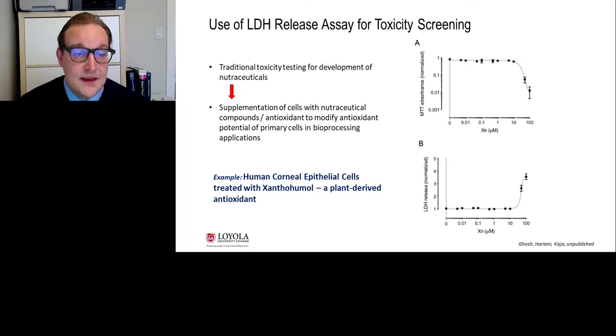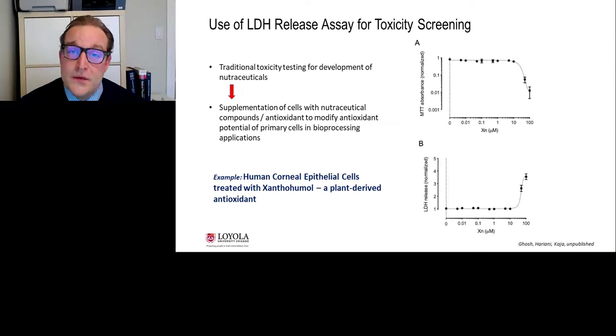Here I'm showing you an example of using human corneal epithelial cells that were treated with xanthohumol. Xanthohumol is a plant-derived antioxidant that occurs in the hops plant. In the top panel, labeled A, you see an MTT assay. With increasing concentrations of xanthohumol, we're seeing a loss in cell viability at high doses of about 50 and 100 micromolar. This is reflected and very well tested with the lactate dehydrogenase assay.